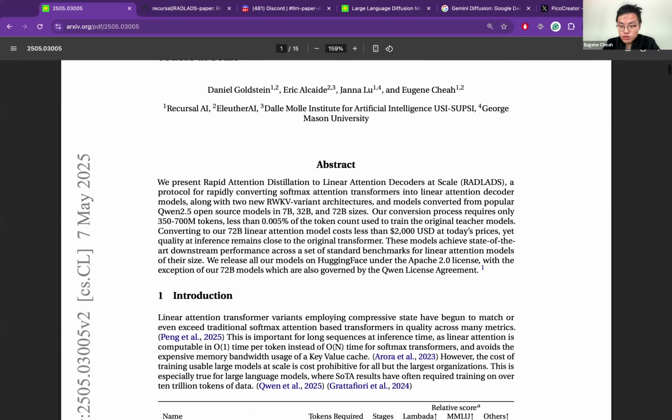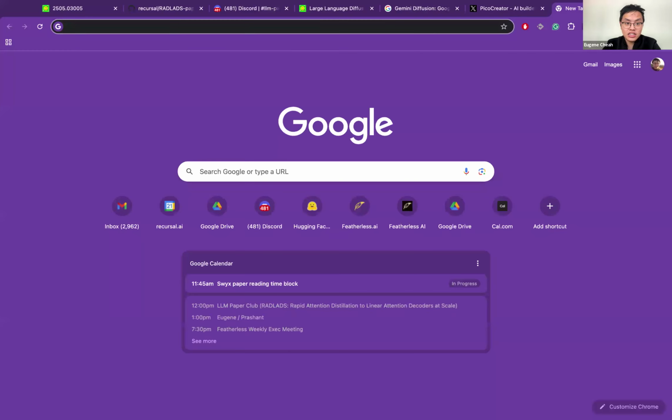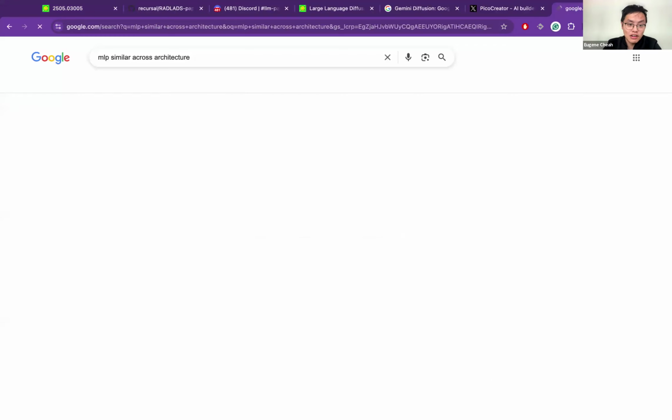The idea here is that we want to encourage research into new attention mechanisms. And this technique doesn't apply just to RWKV. This approach actually unlocks new possibilities for not just RWKV, but that includes state space models, xLSTM, and etc. And essentially, what we realized is that the majority of the feed-forward network layers can be recycled. There is actually a similar paper that came out recently as well, on MLPs being similar across architectures. I can't remember the exact name.